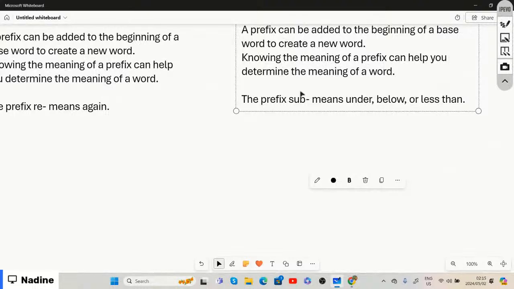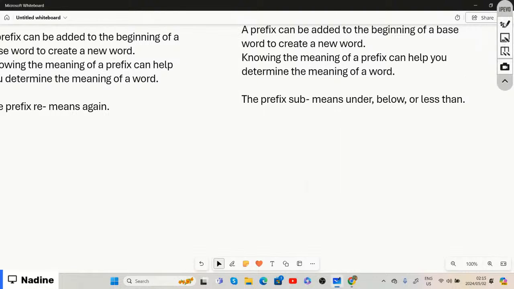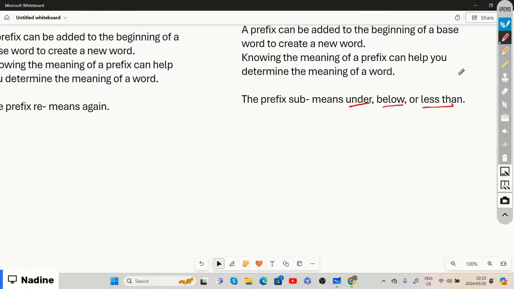All right. Here we have the prefix sub. The prefix sub means either under, below, or it can even mean less than. If you think of a word that starts with sub, we can maybe think of a word like submarine, right? Where will you find a submarine? You'll find it underwater, right?